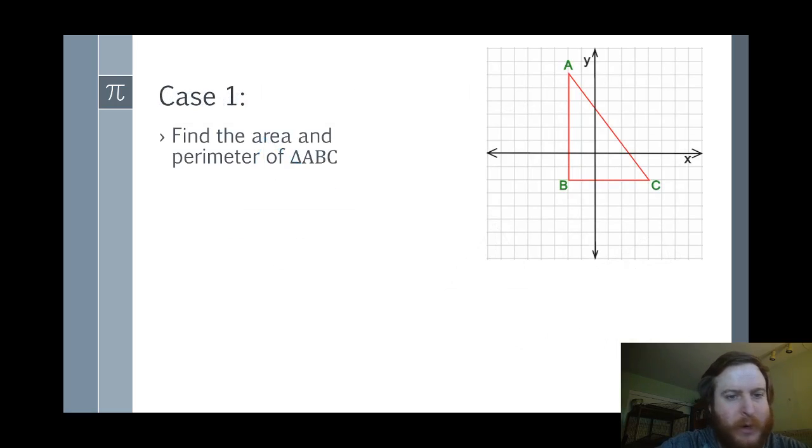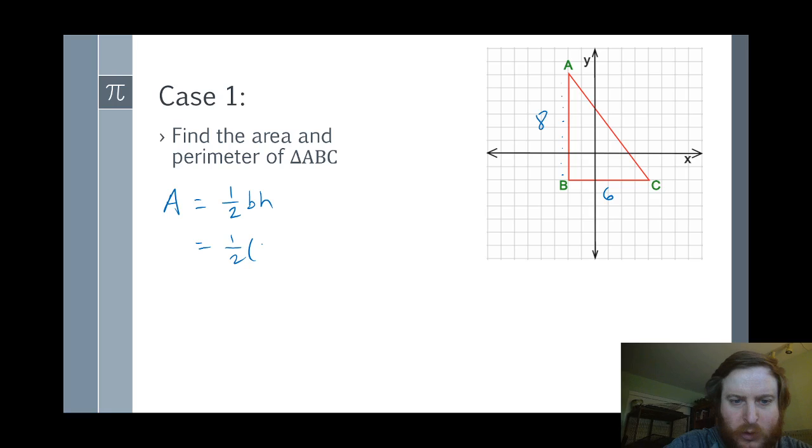So find the area and perimeter of triangle ABC. For the area, what's our formula? 1/2 base times height. So we're going to do 1/2 times the base of this triangle, which is 1, 2, 3, 4, 5, 6. The height is 1, 2, 3, 4, 5, 6, 7, 8. So 1/2 times 6 times 8. Do it in any order. Half of 6 is 3. 3 times 8 is 24. You could have done 6 times 8 is 48, divided by 2 is 24. You could even do 8 divided by 2 is 4 times 6 is 24. Math works that way, associative and commutative properties.